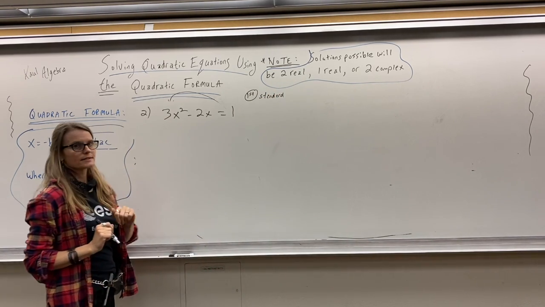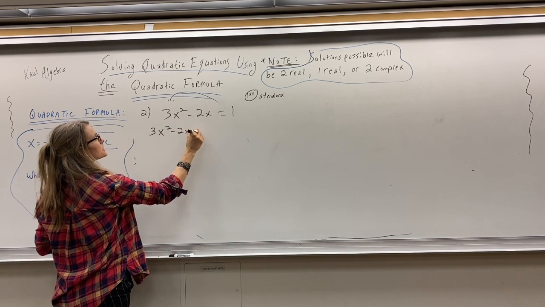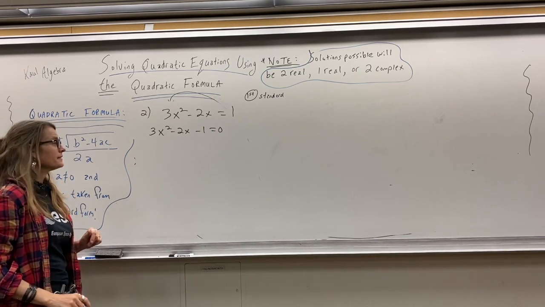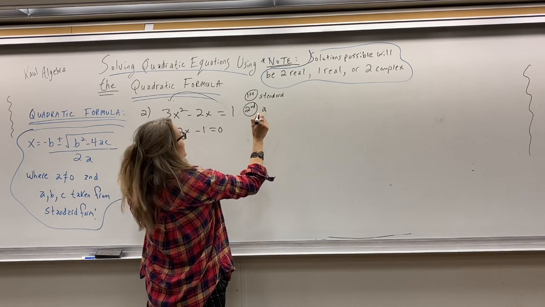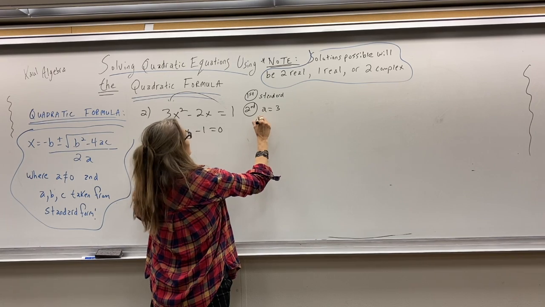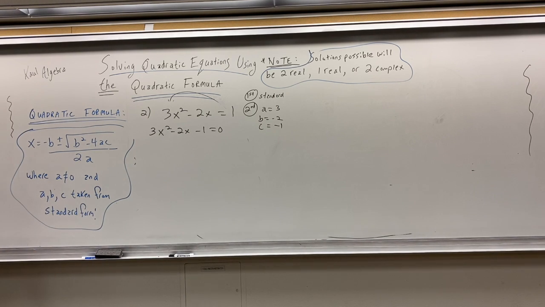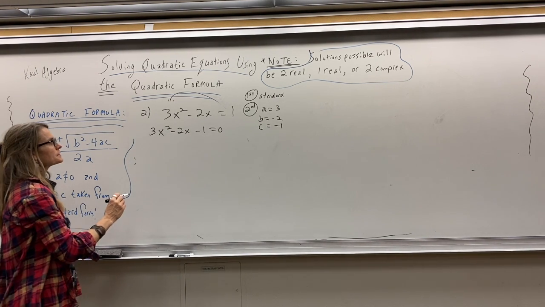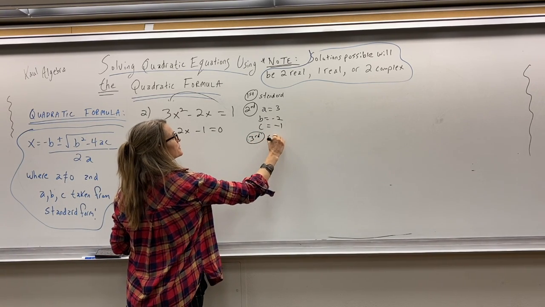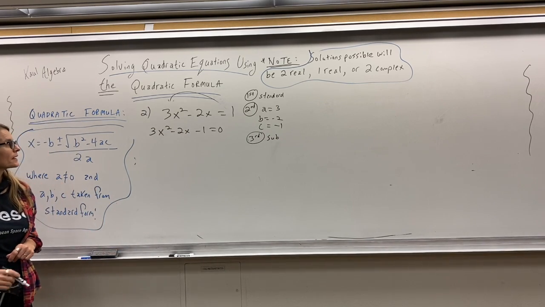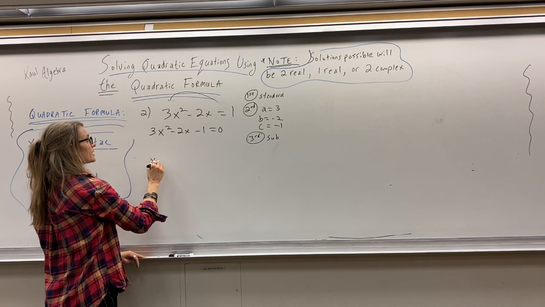It's not in standard form, so I'm going to rewrite this as 3x squared minus 2x minus 1 equals 0. Okay, so I have it in standard form. Number 2, I want to identify my a, b, and c. A equals 3, b equals minus 2, c equals minus 1 here. Great. So my third step now is to sub into the quadratic formula.